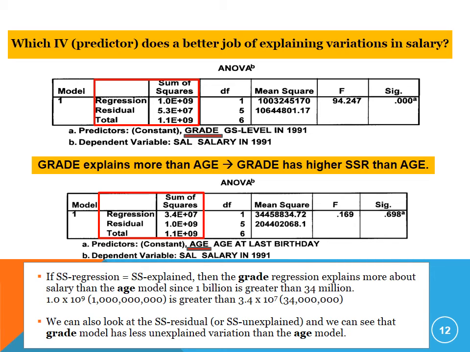And then when we look down, the sum of squares residual, or sum of squares error, sum of squares, what's the other word I use? Residual, error, unexplained. That should also tell us the exact same thing as what the SSR regression just told us. So we can see for grade, residual is 5.3 million, whereas residual for age is much higher than 5.3 million because we've got e to the 9th versus e to the 7th. So our residual for age is much higher, which means that we have a lot more unexplained in age. So we're saying the same thing, whether you're looking at residual or regression, it should say the same thing.